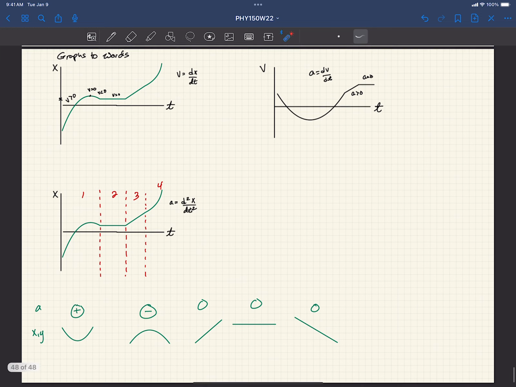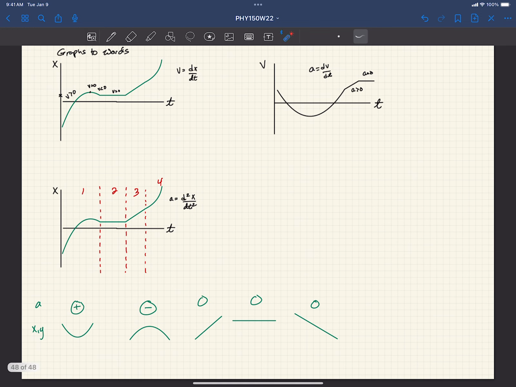But this is roughly speaking what you need to understand the graphs to words exercise, with the only exception being how to understand what the acceleration versus time plot looks like. But I think if you've got velocity versus time and position versus time, you can understand that.